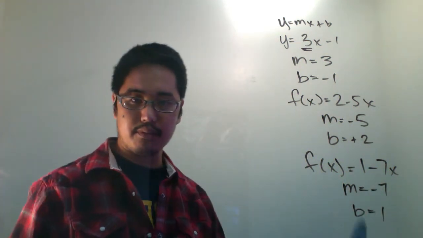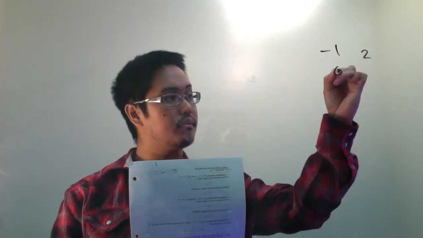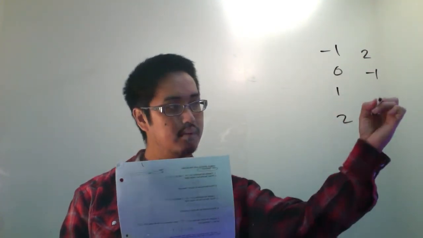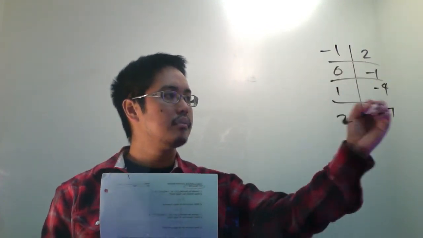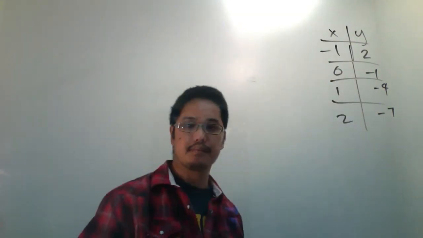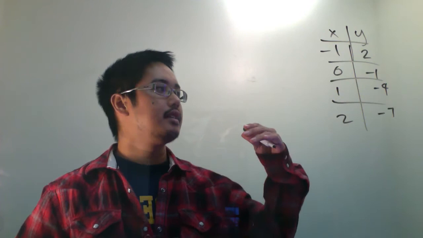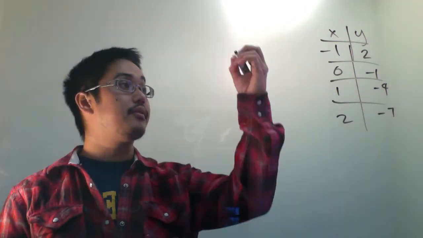All right, let me work on this one with you. I'm going to get a table. Now, I'll give you a table: negative 1, comma 2; 0, comma negative 1; 1, comma negative 4; and 2, comma negative 7. There we go. x, y. All right. Here we got a table. What we want to do is figure out what the y equals mx plus b form of this is.